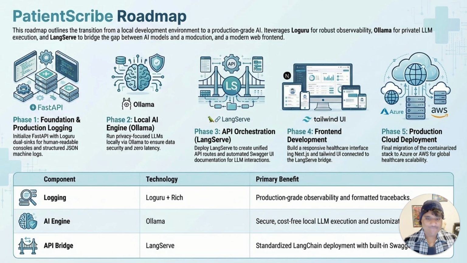Phase 2 in this playlist is where the fun things start to happen. You'll configure a large language model locally, and we're going to use Ollama for that, and we'll integrate the model with our backend system. The next phase is where LangServe comes in, where we would perform API orchestration to create API routes, and this is where you see the benefit of FastAPI and all the automated documentation that it generates.